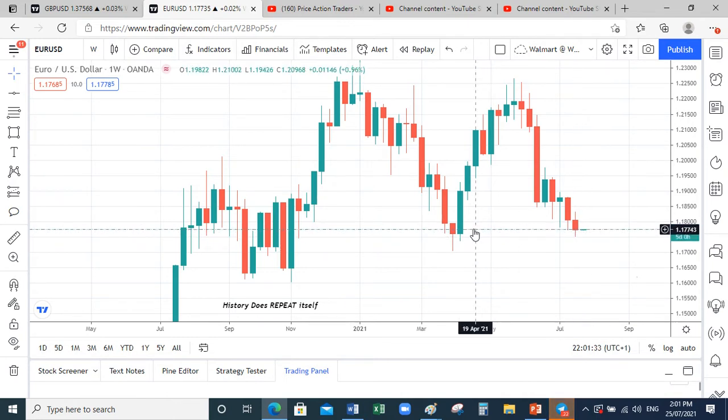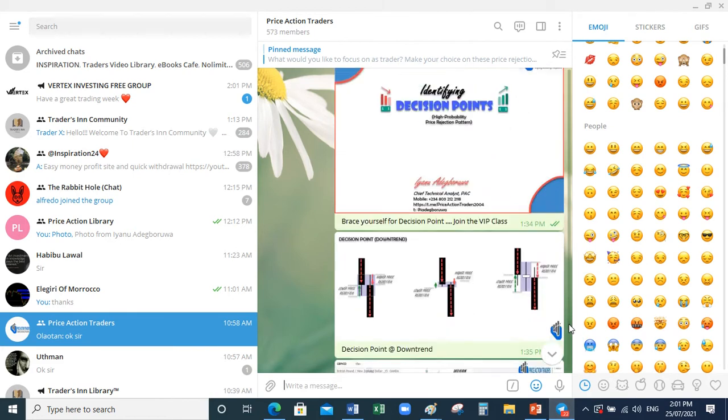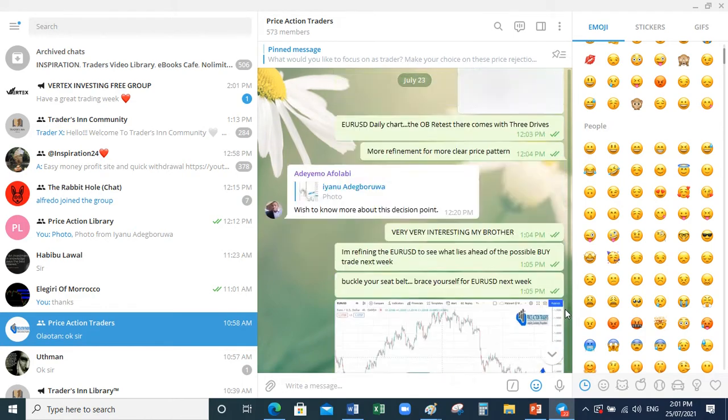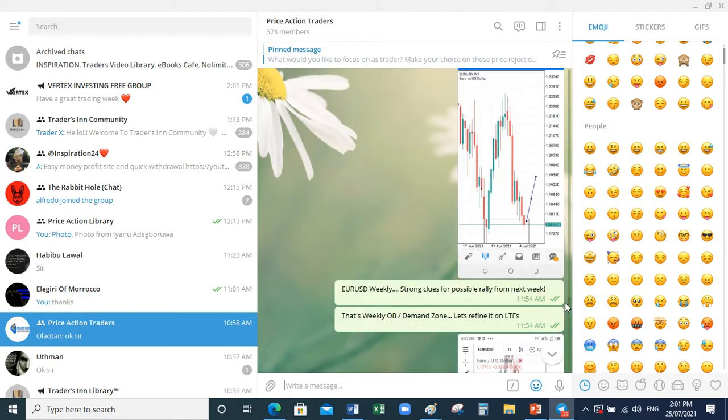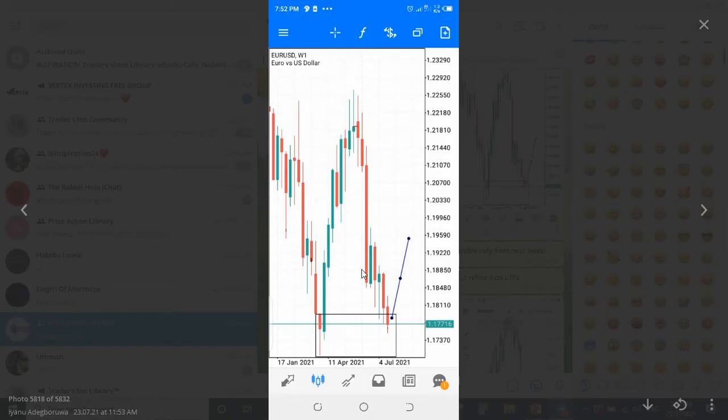See it? So the analysis we did last on our forum, we did the analysis on EURUSD. I was trying to tell you that EURUSD will buy. I see EURUSD weekly strong close for possible rally from next week. That is weekly OB here. This is weekly OB, since weekly demand zone. This is demand zone or order blocks. And price came inside this zone to shoot it up.